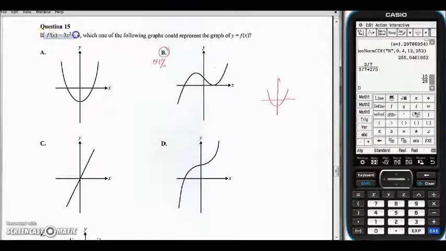Hopefully you recognize, well, if f dash of x is a quadratic, then f of x would have to be a cubic, so it's either going to be C or D. If you were to quickly sketch 3x squared minus 4, it's got two x-intercepts obviously, so that means that the cubic would have to have two turning points, so it had to be B.